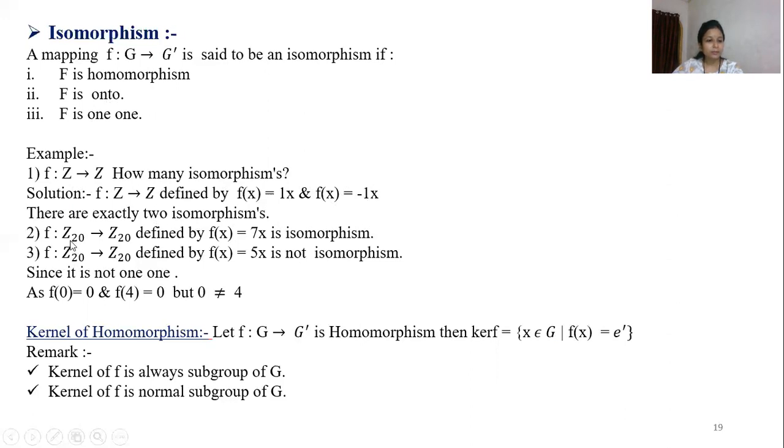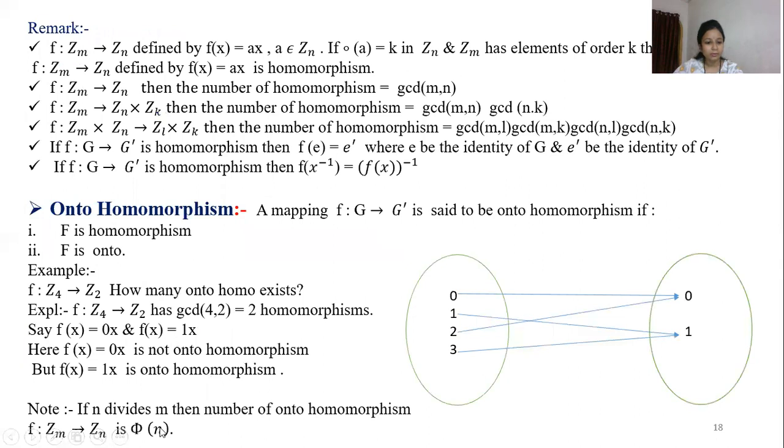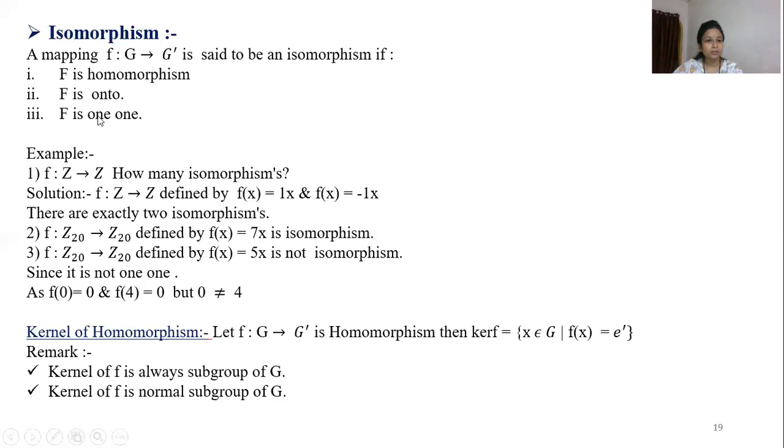If f is a mapping from Z20 to Z20, how many isomorphisms? It is the same formula, phi of m. This same formula applies for Zm to Zn. See here, in order to have an isomorphism, the onto property is very important. In order to check whether any mapping is an isomorphism or not, the domain and codomain must contain the same number of elements.